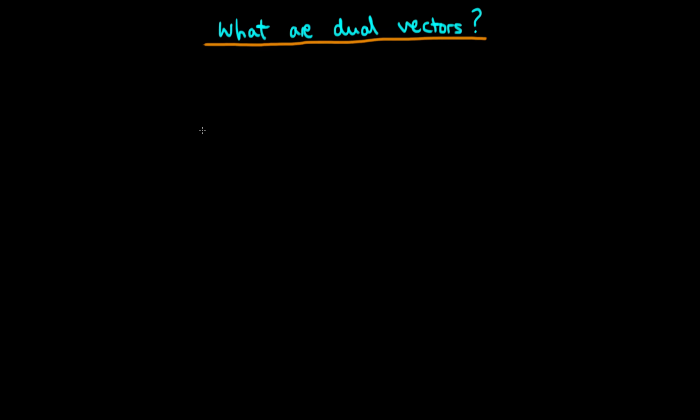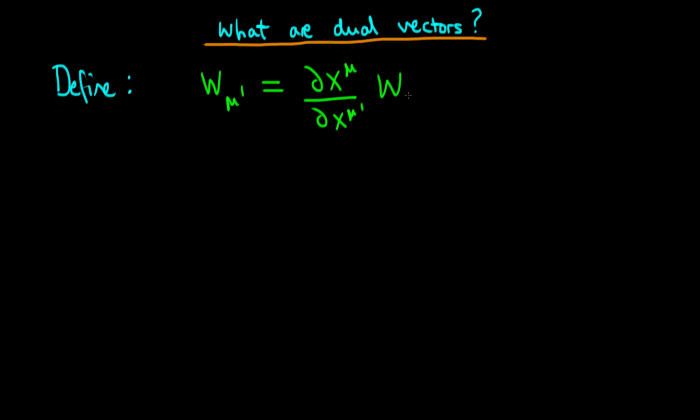In this video, I want to explain a little bit about how dual vectors actually behave. The defining property of a dual vector is how its components transform under a coordinate transformation. So here I'm going to write the components of the dual vector in the transformed frame, which I'm just going to denote here by primed, is equal to dx mu, the original coordinates differentiated with respect to the new coordinates, times the components of the dual vector in the untransformed frame.